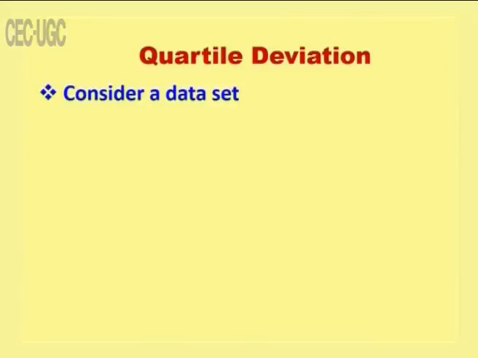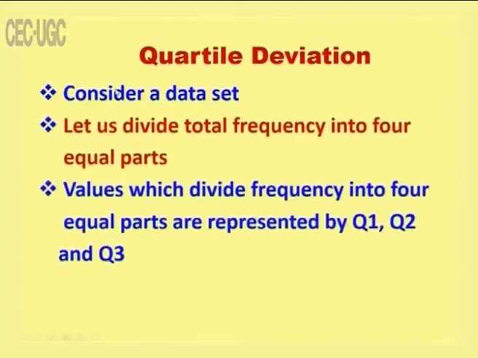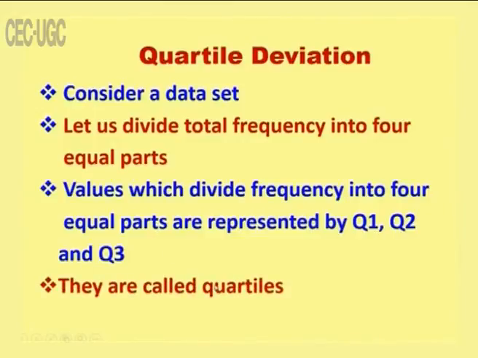And now, let us take another concept called the quartile deviation. It is also measuring the dispersion. Now, let us consider the data set. Let us divide the total frequency into 4 equal parts, and the values which divide the frequency into 4 equal parts are represented by Q1, Q2 and Q3, and they are called the quartiles.